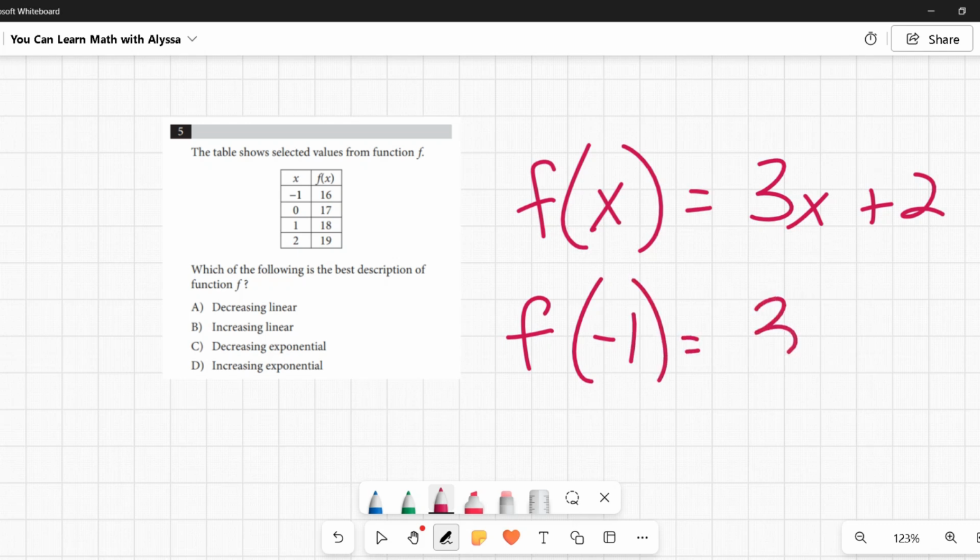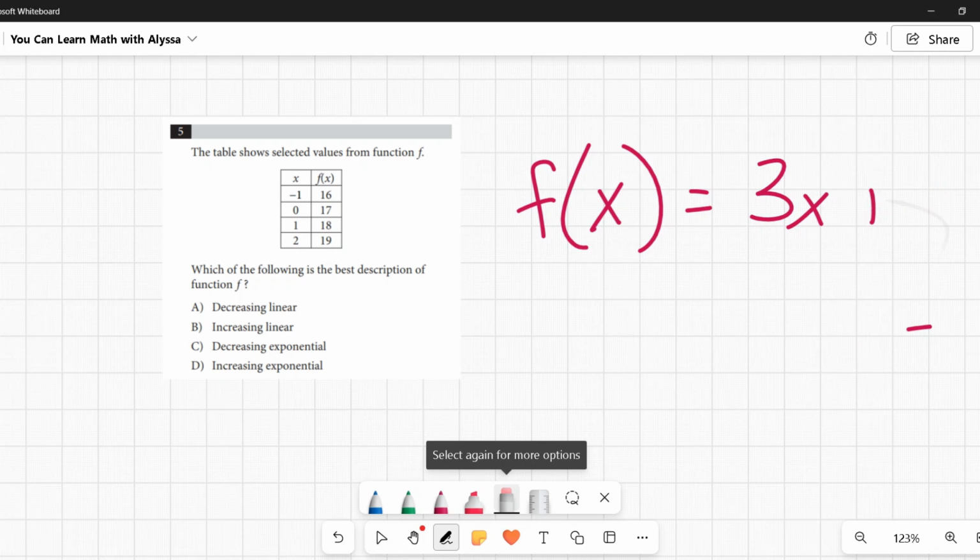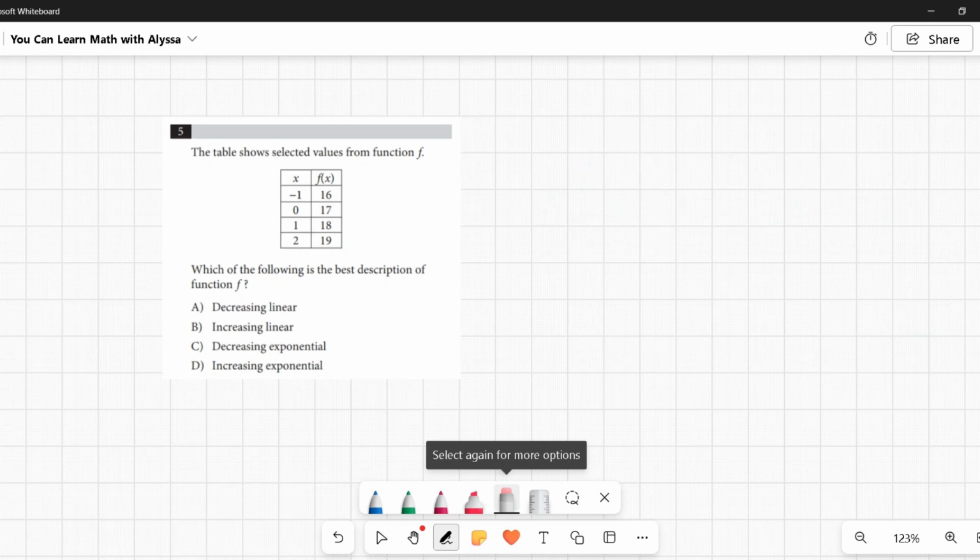Well, what they're wanting me to do is plug in a -1 wherever there's an x, and then do that math and see what the answer is. And that would be what f of -1 is. So this chart over here is telling us that these 4 values of x, -1, 0, 1, and 2, were plugged into this unknown function, and these points came out.